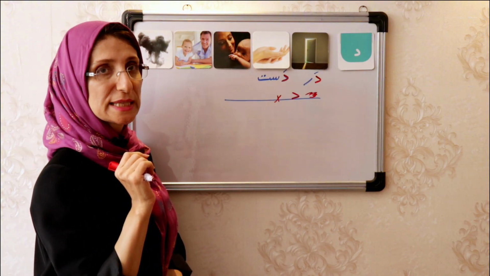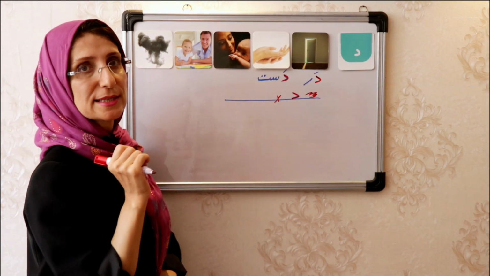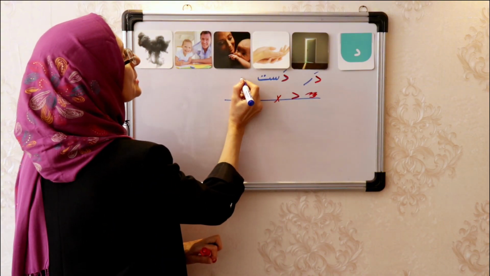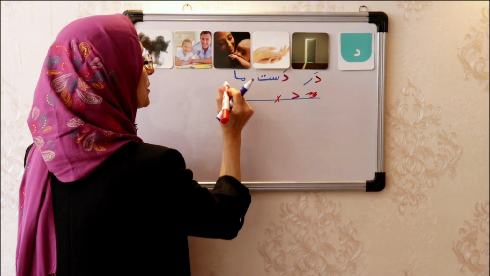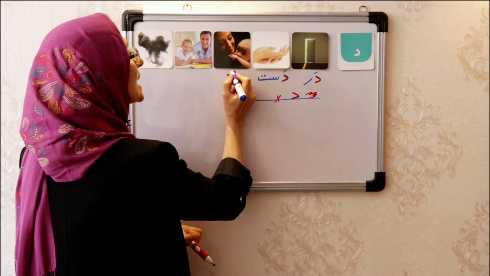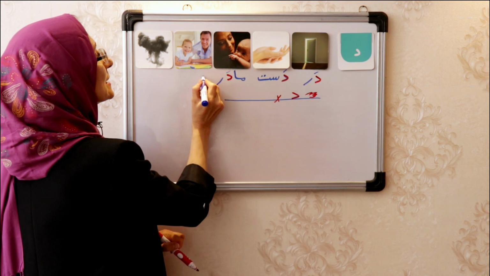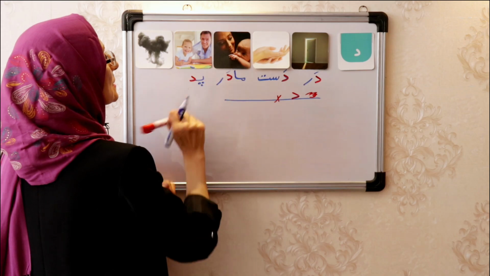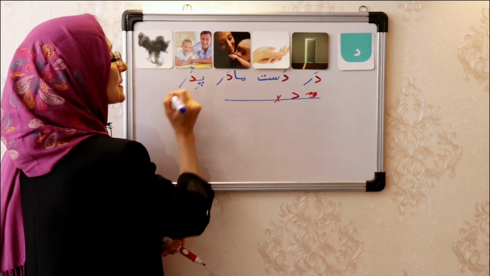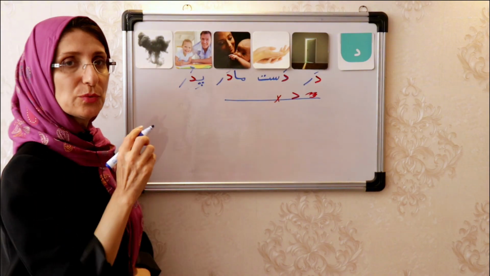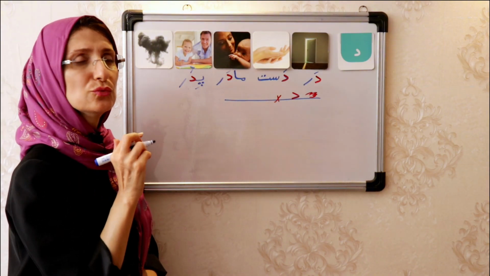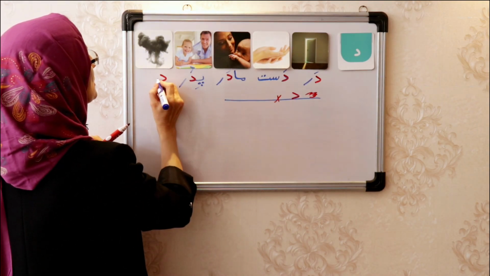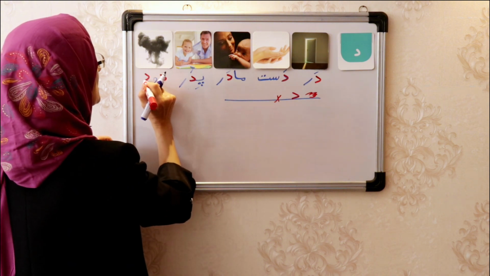مادر. مادر. And dad, father, پدر. پدر. And the word that we learned in U sound, دود. Smoke.